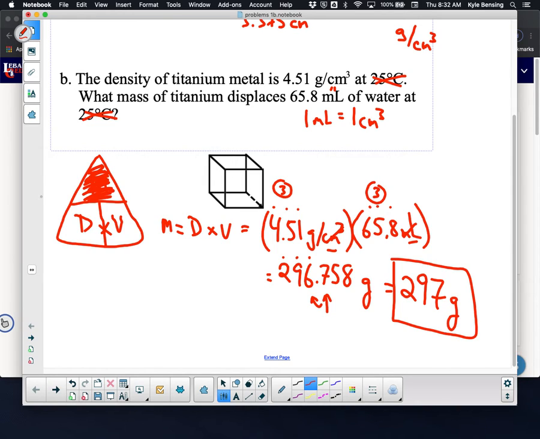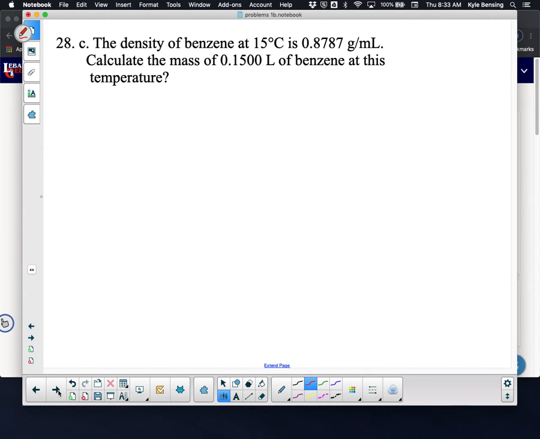Okay, I think we got one more in 28, and then I'm going to end this screencast so that we can go through one problem at a time. The density of benzene at 15 degrees Celsius, again not important for density, is 0.8787 grams per milliliter, which is important. Calculate the mass of 0.1500 liters of benzene at this temperature.